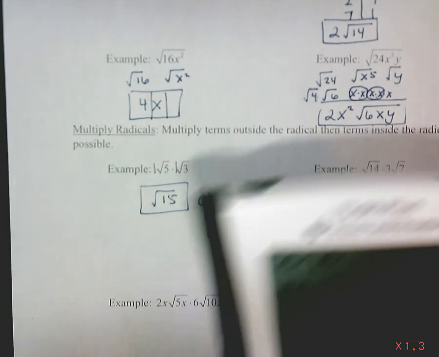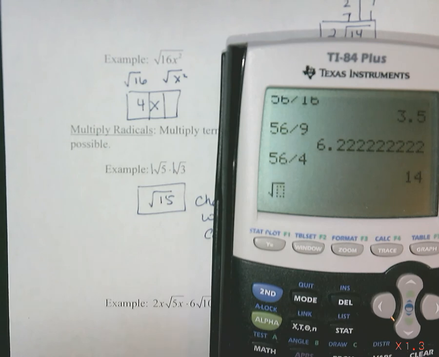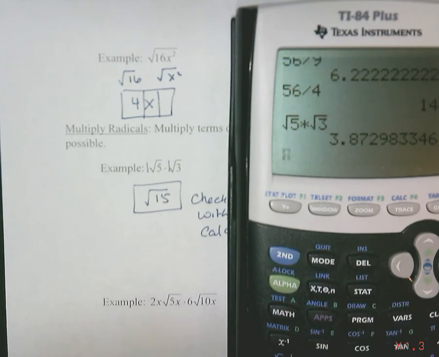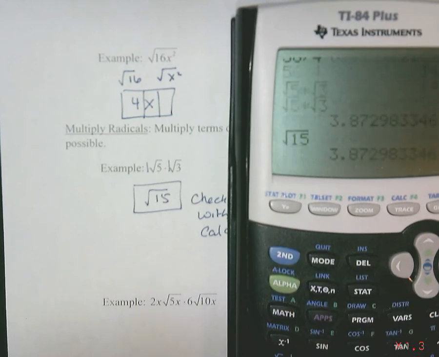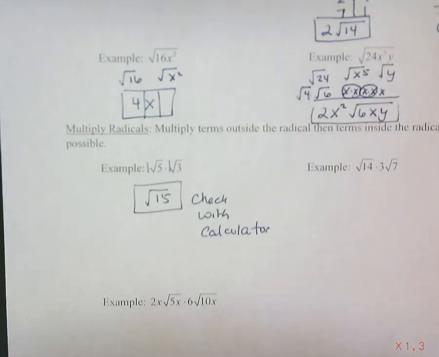So what I would do is take the square root of 5 times the square root of 3, and I get that decimal, 3.87. Then I take the square root of 15, and I get the same decimal. So I'm confident that's correct.